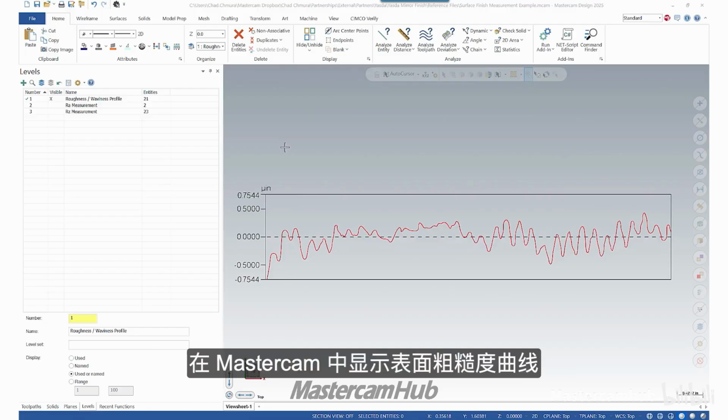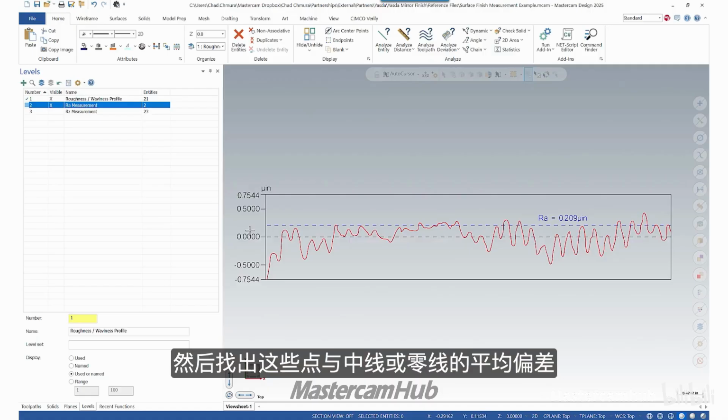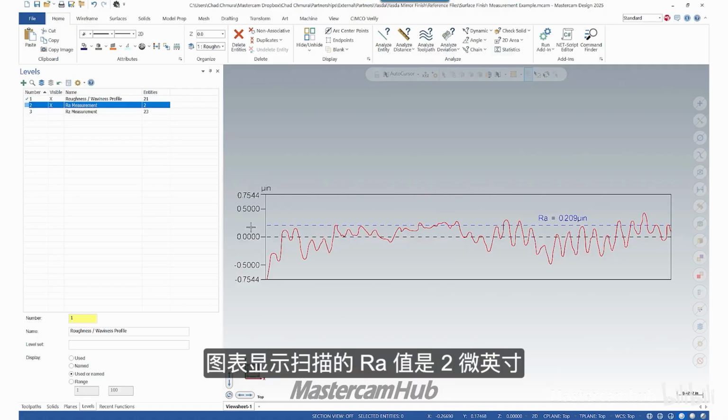So here in Mastercam, I have a surface roughness profile, just the full graph. To boil this down into an Ra value, we basically take the average of all the points across the graph and find the average deviation of those points from the mean line, or 0. In this case, the Ra value of this scan is going to be 0.2 microinches. Measuring surface finishes with Ra is more common in North America.